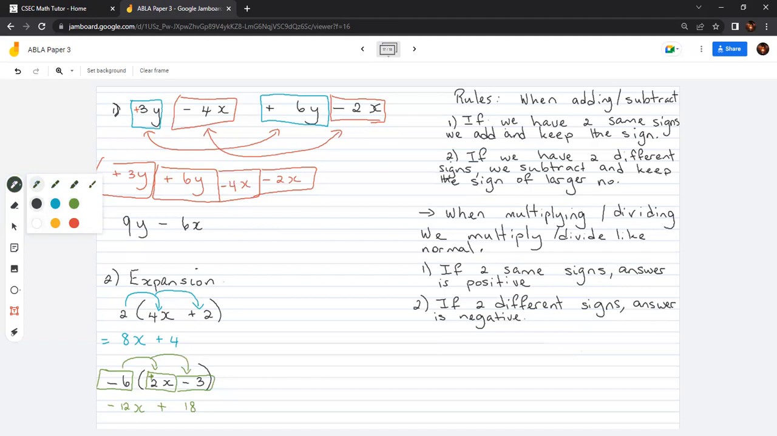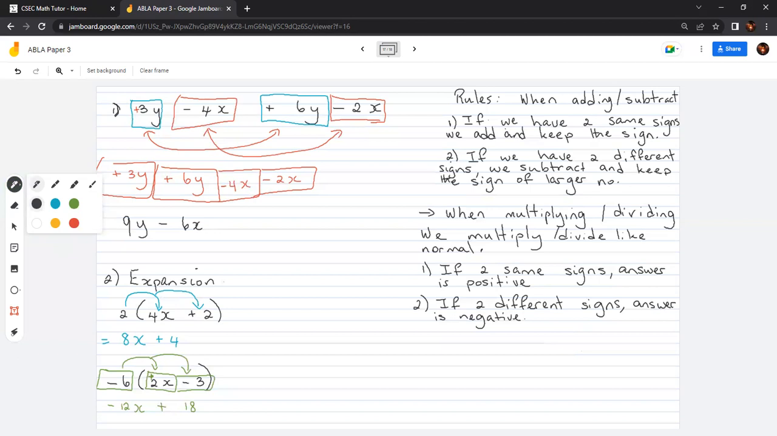When you're expanding, when you have brackets, get rid of your brackets. If you have like terms scattered across the equation or the expression, you want to put all your like terms together.